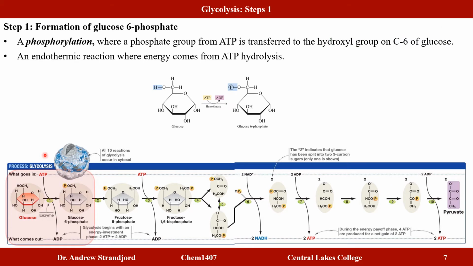The first step is a phosphorylation process where we take glucose and we add a phosphorus molecule to the C6 carbon. This is an energy expensive process in that it takes an ATP molecule to produce that glucose 6-phosphate molecule.